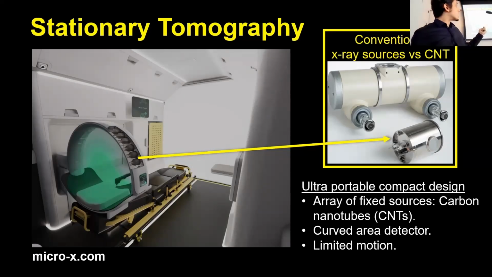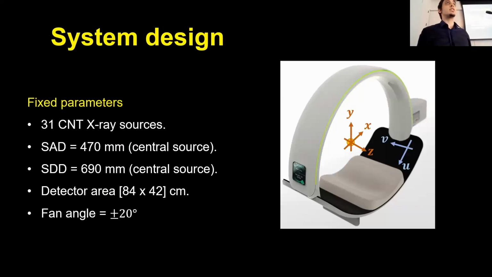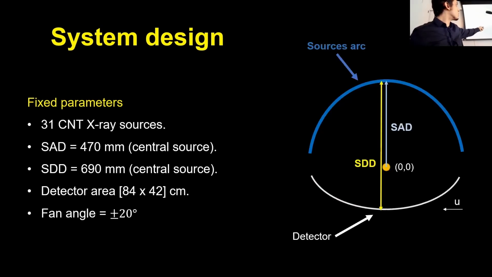So let me go to a schematic representation of the system we are going to study. We have some fixed parameters. We're going to explore configurations with 31 carbon nanotube sources distributed along this arc, with fixed source-to-axis and source-to-detector distances from the central source, and also a fixed total detector area and a fixed fan angle. Let me go from this scheme to something more schematic to make it easier to follow.